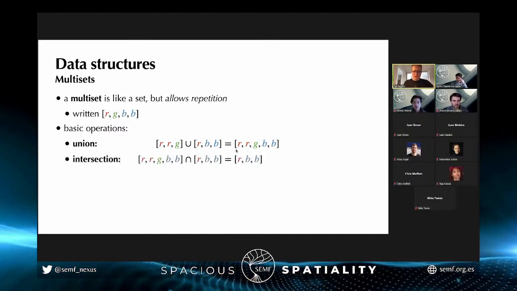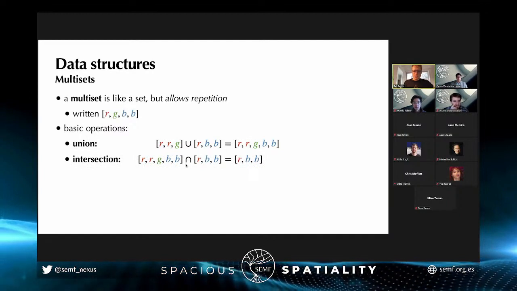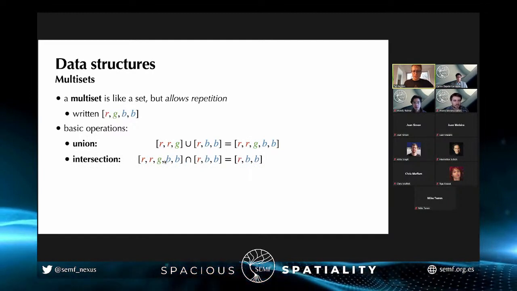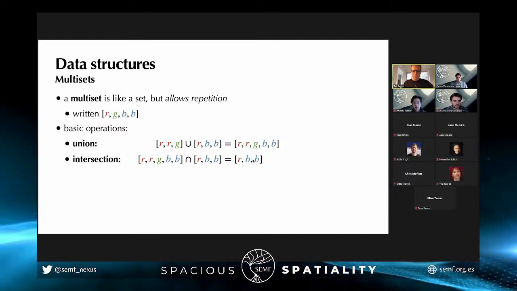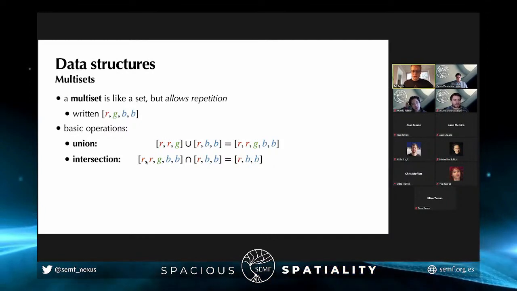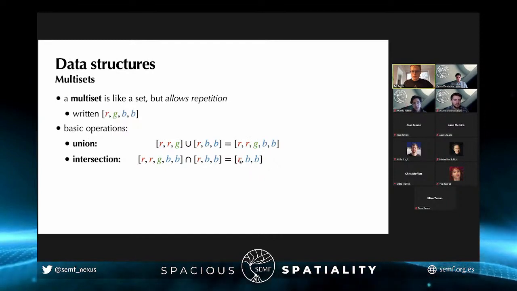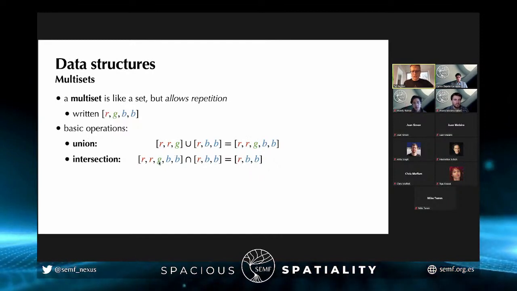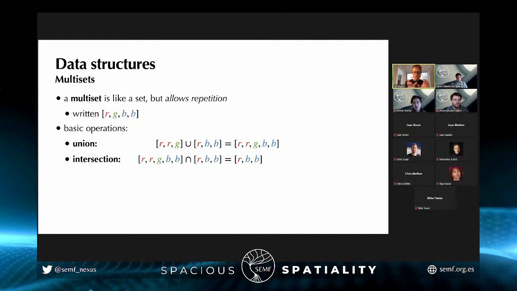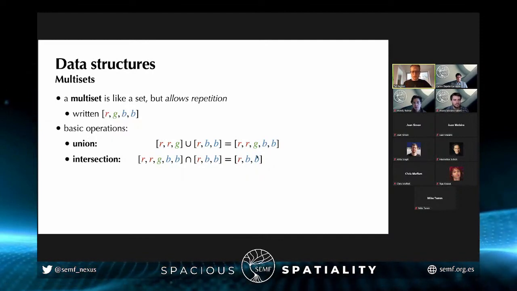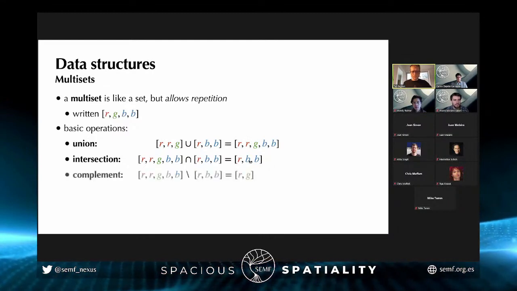If we take intersections, we find the minimum number of elements in either. So for example, there are two B's in both, so there'll be two B's in the result. There's two R's in the left one and one R in the right one, so there's only gonna be one R in the result. And the G, there's only G in one of these two, so it's not in common between the two multisets, and so it doesn't appear in the result at all.